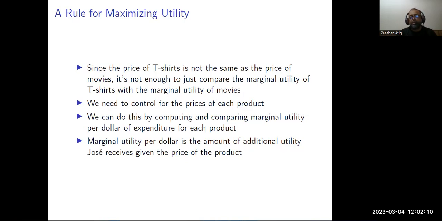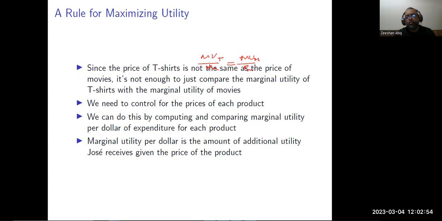What do we need to do? We need to control for the price of each product. We can do this by computing and comparing the additional utilities per dollar of expenditure for each product. Marginal utility per dollar is the additional utility Jose receives for the given price of the product. This law explains that a person maximizes utility at the point where the ratio of the marginal utility of one product to its price is equal to the ratio of the marginal utility of the other product to its price.